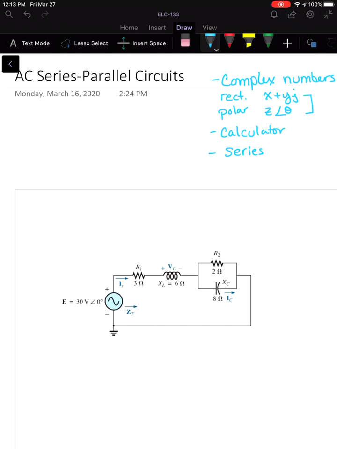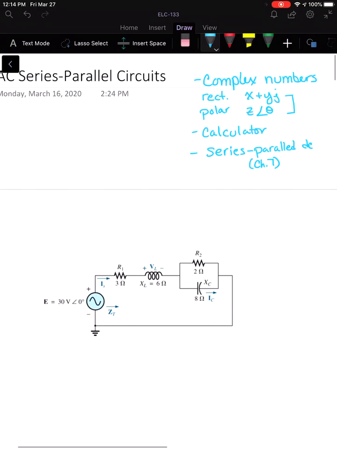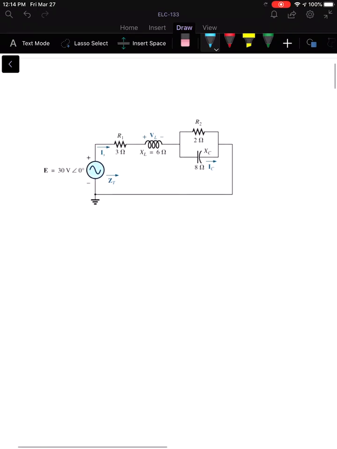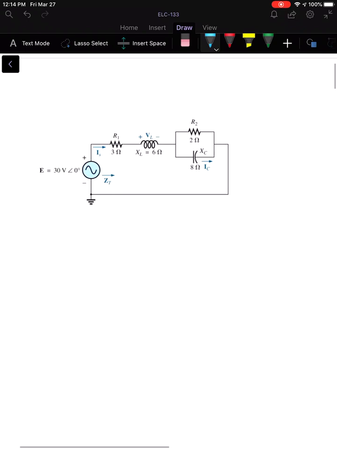Also, remember all of your rules for series parallel circuits for DC. If you need to review the concepts there, this is chapter 7 in your textbook. You might want to go review some problems in DC first, because AC is really the same thing except that we're using phasors. Okay, so let's work through a problem.